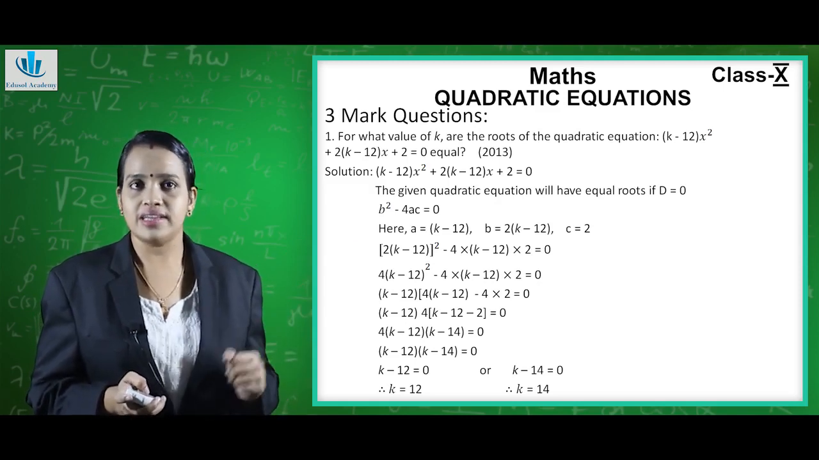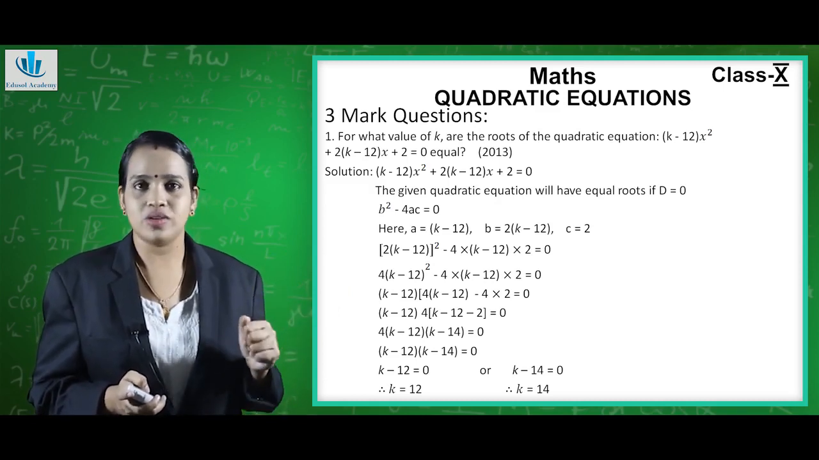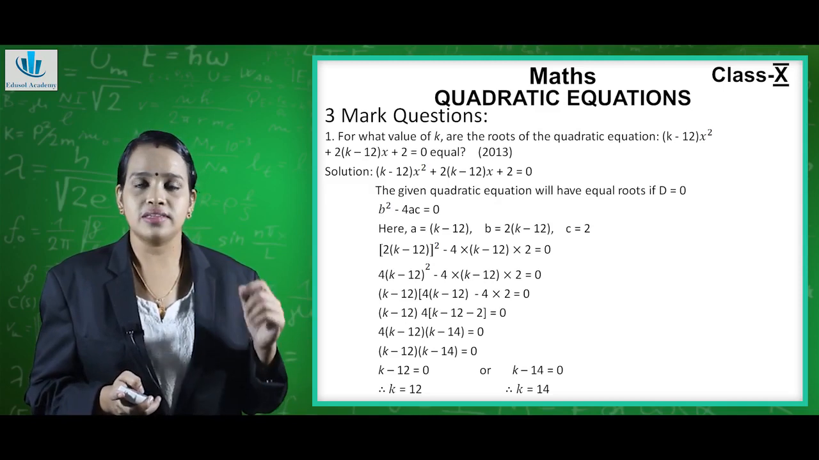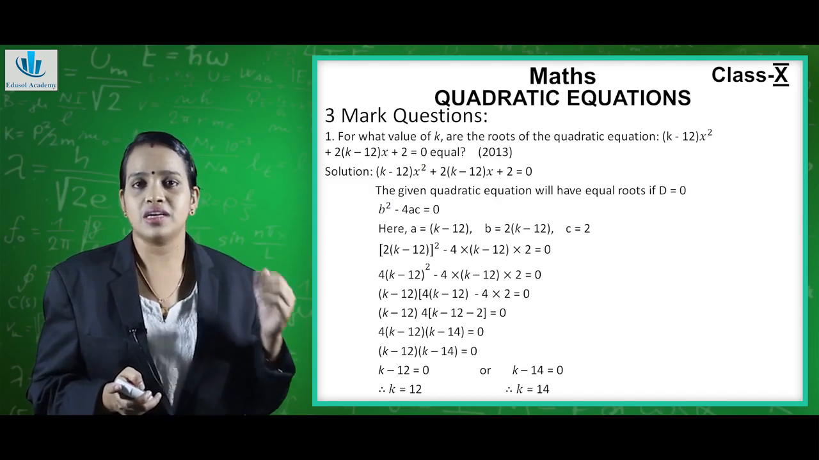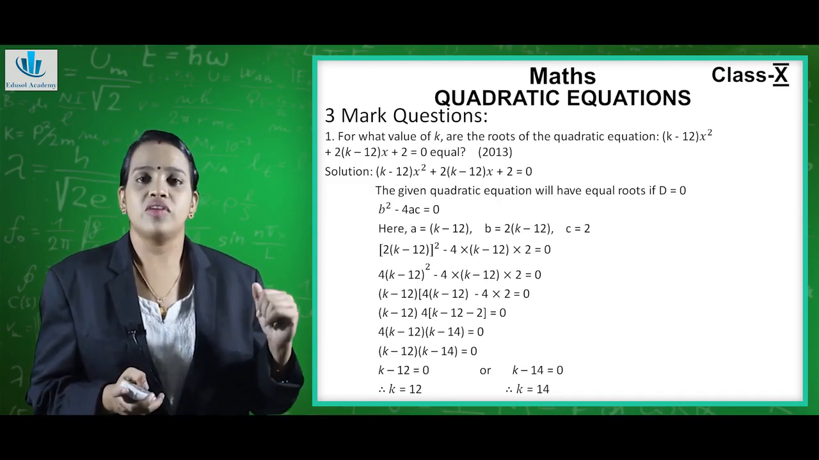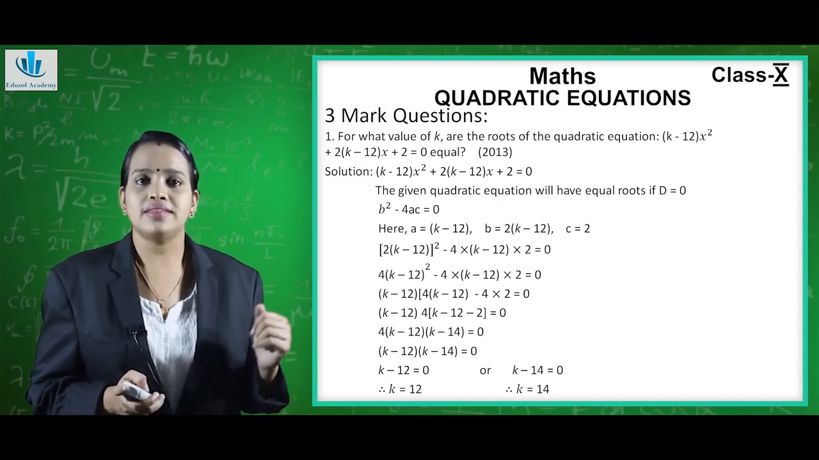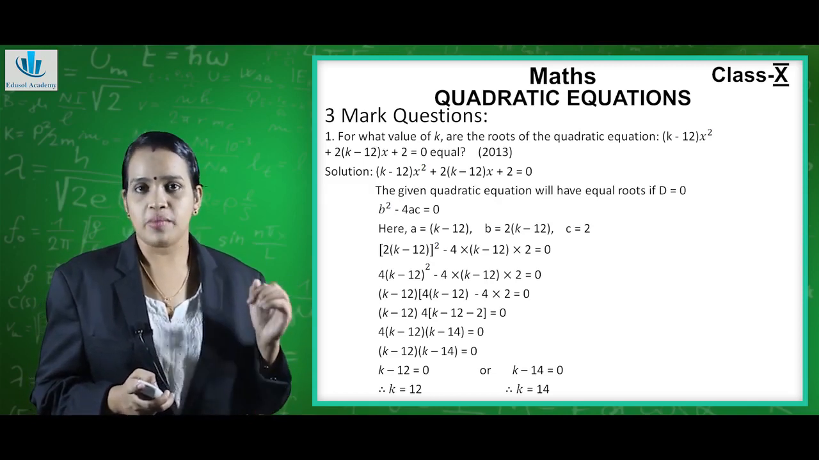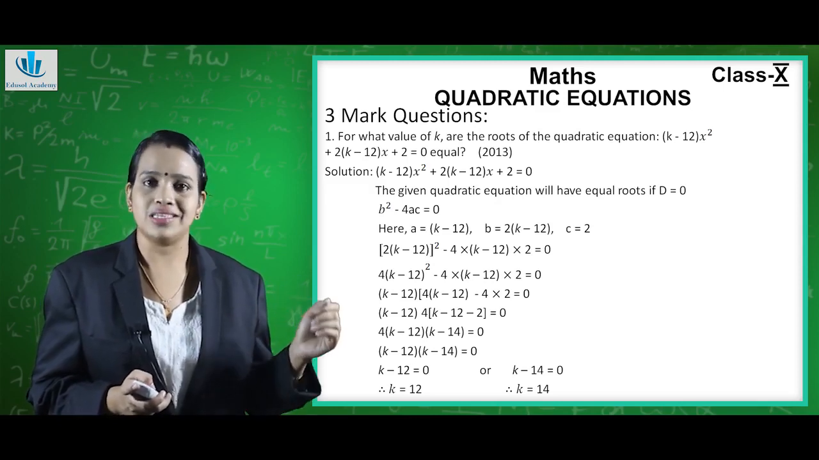So our equation is (k − 12)x² + 2(k − 12)x + 2 = 0, and you know that if the equation has equal roots, D will be equal to 0, and our D is nothing but b² − 4ac. We can say that it is also equal to 0. So you know the values of a, b and c from the equation. So our a is equal to k − 12, b is equal to 2(k − 12) and c is equal to 2. Now we will put the values over here. So it becomes [2(k − 12)]² − 4 into (k − 12) into 2, which is equal to 0.